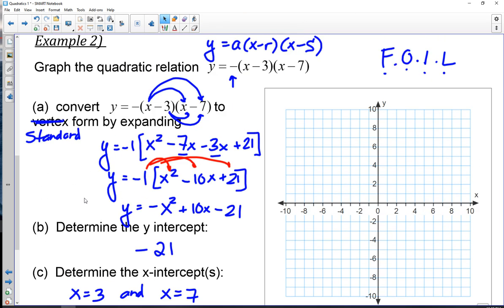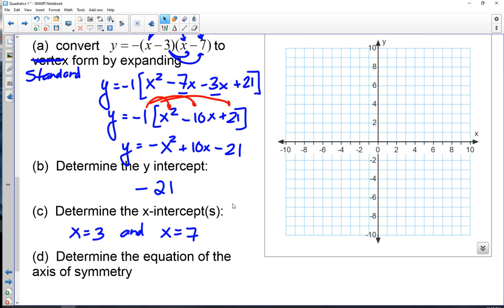All right, you'll have to remember that whatever the sign is in the equation, the x-intercepts are going to be the opposite sign of that. So in this case, it's x minus 3 and x minus 7 in the equation. Our x-intercepts are going to be +3 and +7.